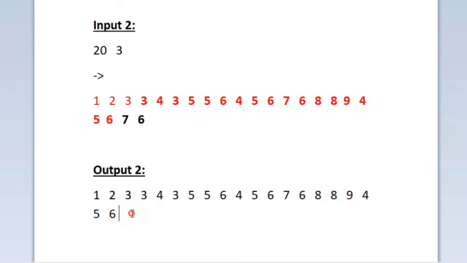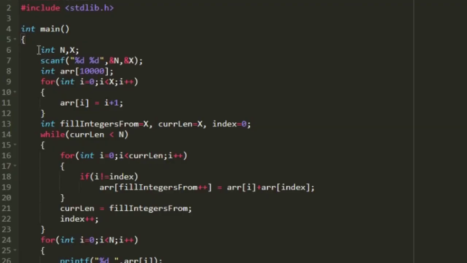Now let us see how to write a C program for this. First I am creating two integer variables named n and x, and in the next line I am accepting the values of both the integers n and x, and then I am creating an array named arr of size 10,000 because we don't know how many integers would be present in our list expansion. So I am creating an array of size 10,000, and now we should add the integers from 1 to x into our list. So that is how it is given in the question.